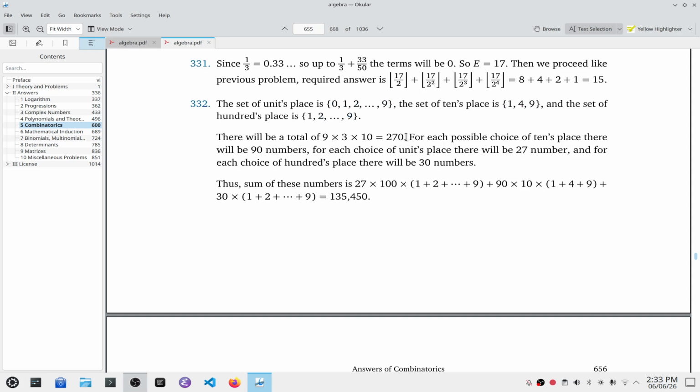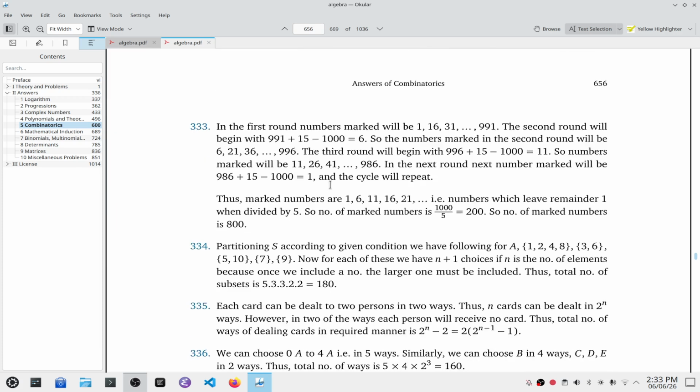Okay, now for each choice of tens place, we fix this. There will be 9 multiplied by 10, that is 90 numbers. For each choice of units place, we take this, so 10 goes out of the way, we have 27 numbers. And for each choice of hundreds place, that is these ones, we will have 30 numbers, 3 multiplied by 10, and that's how we have got this.